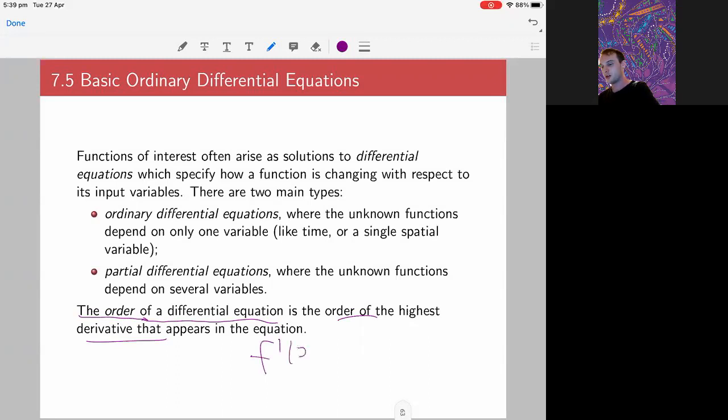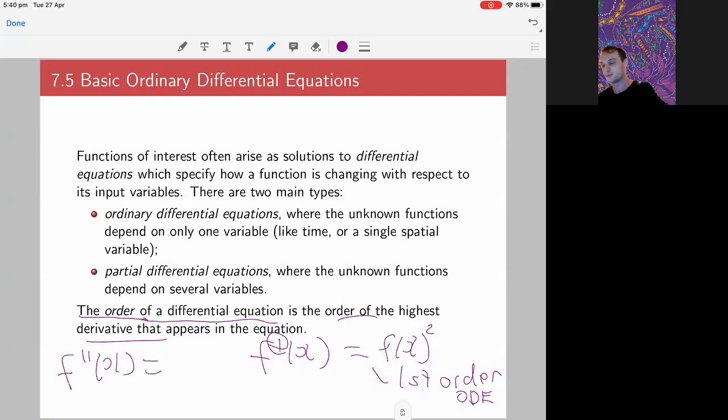So for example, the equation f prime of x equals, let's say, f of x squared. This is a first order ODE. It's an ODE because only one variable appears, and it's first order because there's only one derivative here. On the other hand, something like f double prime of x equals pi, that's a second order ODE because there's only one spatial variable and we've got two derivatives to worry about. So this is the basic notation and phraseology that I'll be using when going through this particular section.